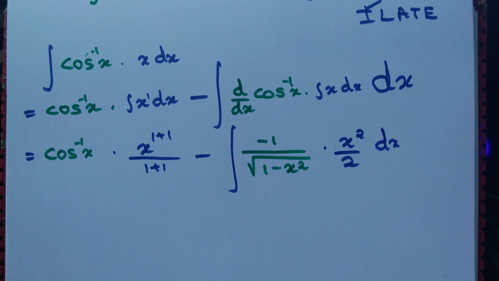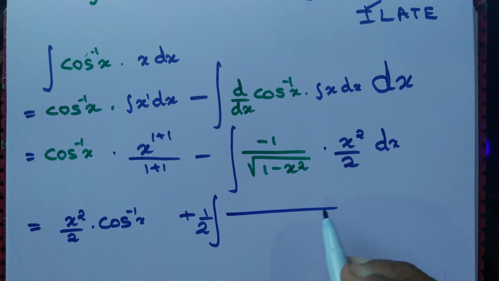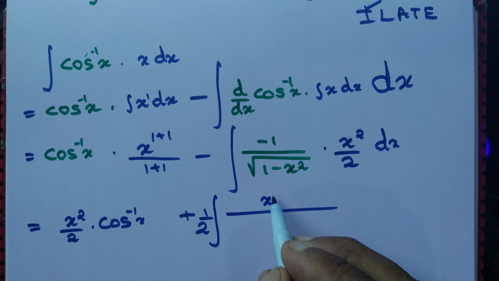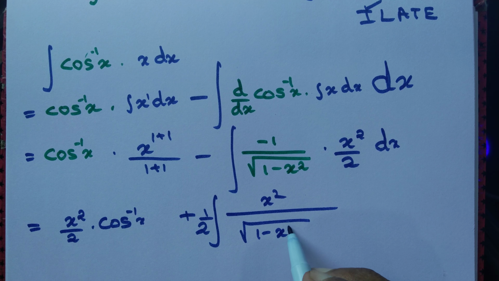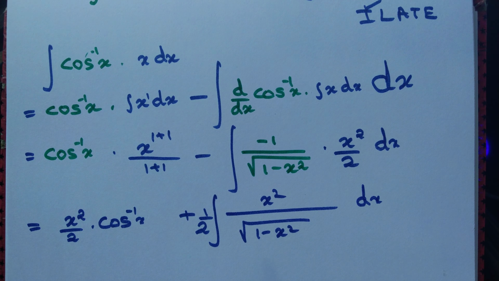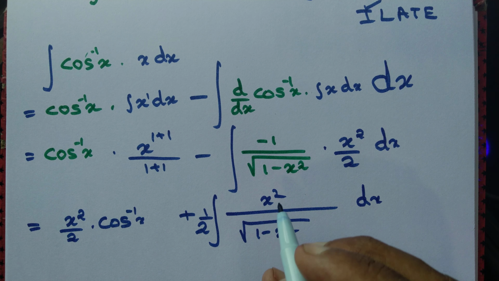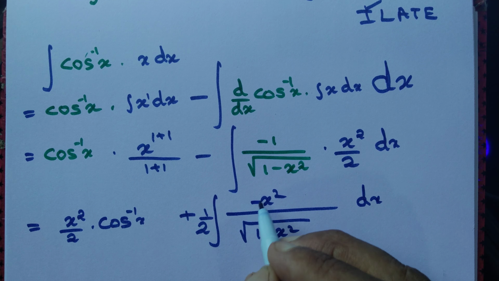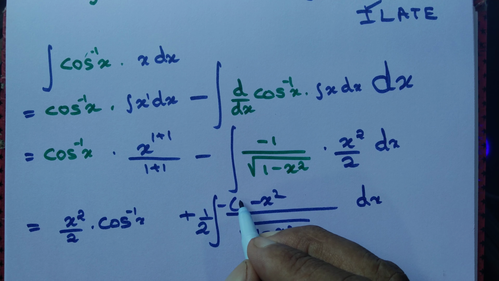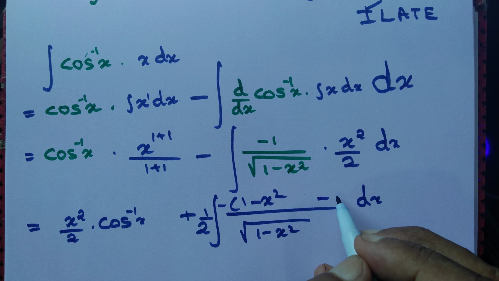We can cancel the negative out and write this as x square by 2 times cos inverse of x. Negative of negative is positive. I can take half, that's just a constant, outside of the integration, and we got x square divided by root over 1 minus x square dx. Somehow I want to simplify this expression. I can do it by writing this as minus x square. Oh, I need to write minus once again, and then adding 1 and then subtracting 1.